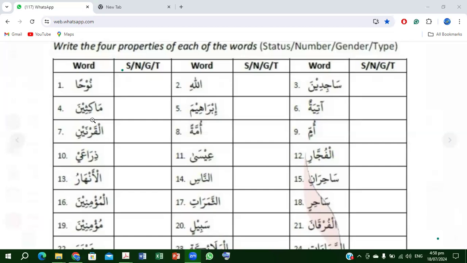Is it fatha, nasab, jar? Like Sajidina, this also will have both. Nasab and jar both, yes. Nasab and jar both. Okay. And gender?